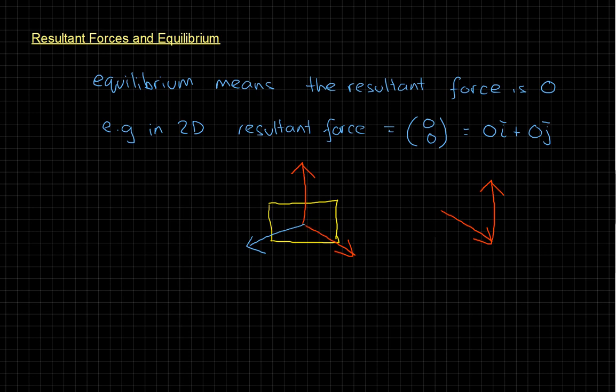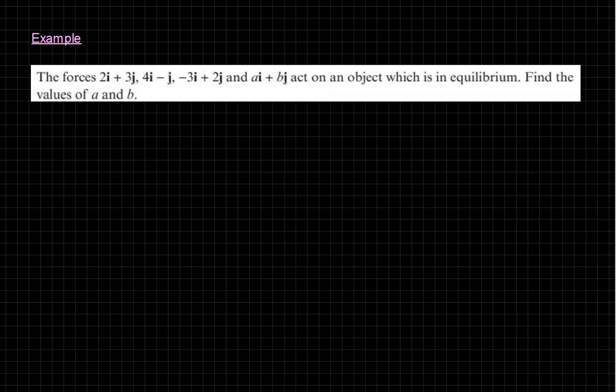Now the object is in fact in equilibrium, because if I add up that vector, and that one, I end up where I started. It's like I've not moved at all. So it's a 0, 0 vector as the resultant. Okay, hopefully that makes sense. So let's look at the first of our examples. This one's pretty simple, to be honest. Almost too easy. Let's just quickly blast through it though.